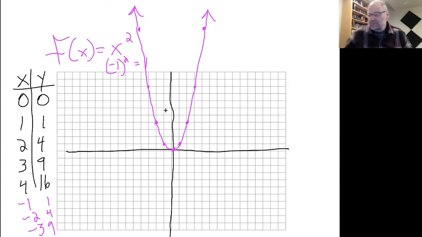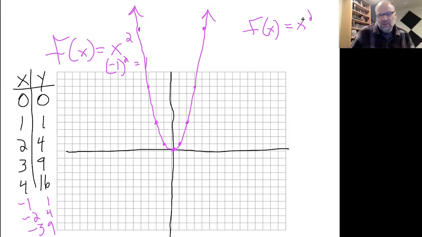All right. Now, the book calls this the parent function. So f of x equals x squared. That's what that looks like.